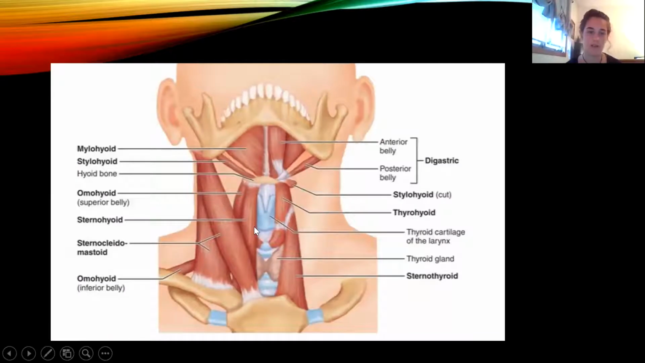Here's just a better image showing all the neck muscles and kind of where they attach. So just a more detailed picture of this.